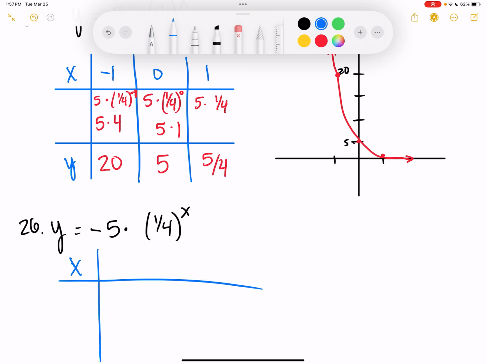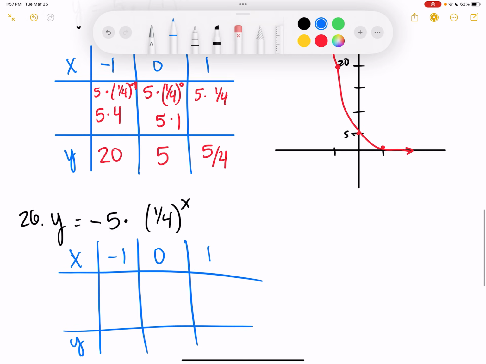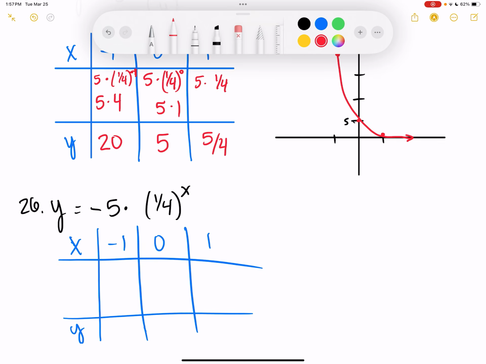So mathematically, the numbers are the same as up here. Everything's just going to be multiplied by a negative instead. So I've got -5 times 1/4 to the -1, which is going to end up being a -20. At 0, I've got -5 times 1/4 raised to the 0, which is -5. And then at 1, I've got -5 times 1/4 raised to the 1, which is -5/4.